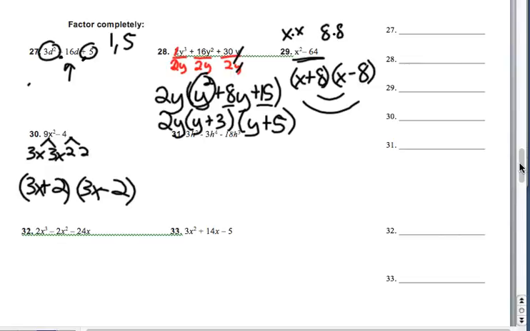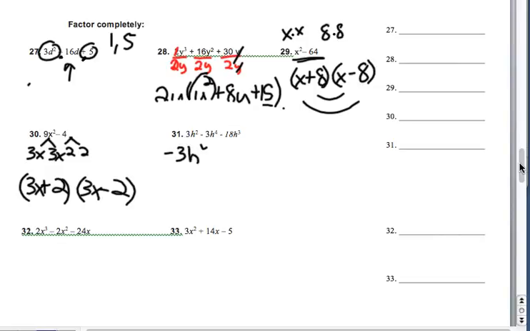So, number 31. Now the thing about number 31 is it's not written in order. Notice my powers are out of order. So that's going to be my first order of business here, is I'm going to write it so it is in order. Factoring has to be in standard form, otherwise it's going to be much more difficult to see what's going on.